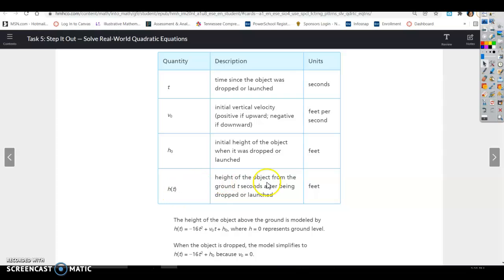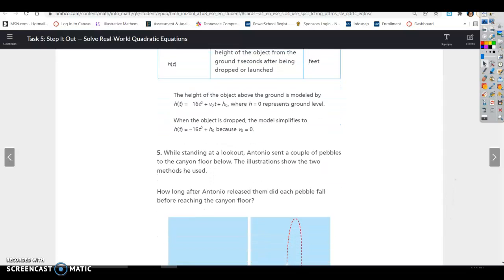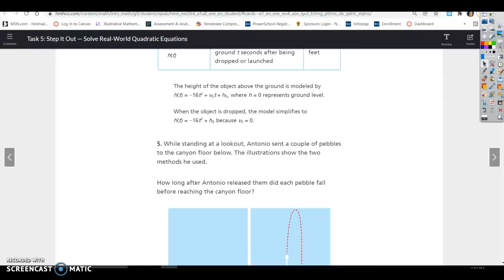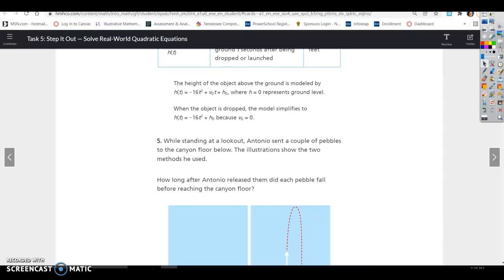And h of t is the height of the object from the ground t seconds after being dropped or launched, and that's in feet. All right, so it says the height of an object above the ground is modeled by h of t equals negative 16t squared plus v sub 0 times t plus h sub 0, where h equals 0 represents the ground level. So when the object is dropped, the model simplifies to h of t equals negative 16t squared plus h sub 0, because v sub 0 equals 0.